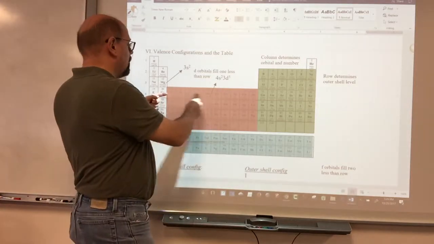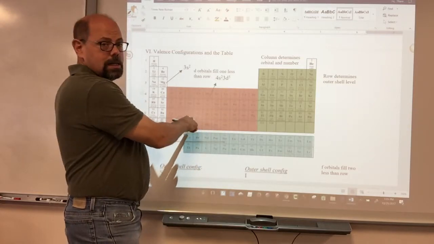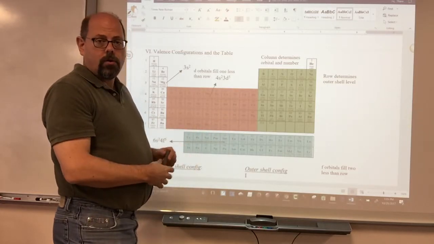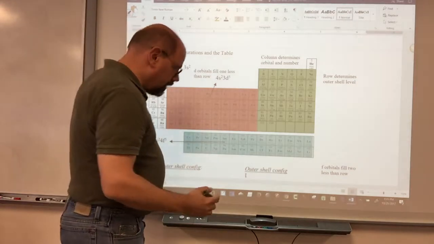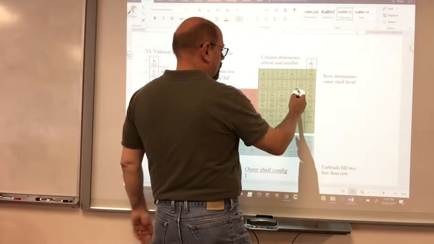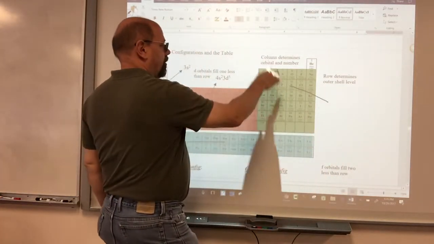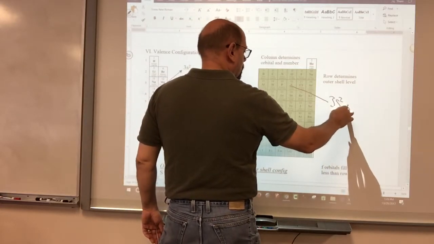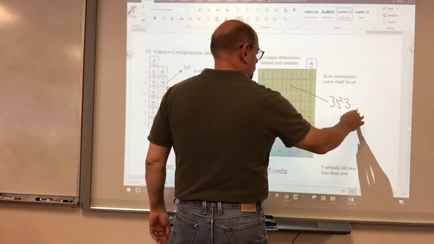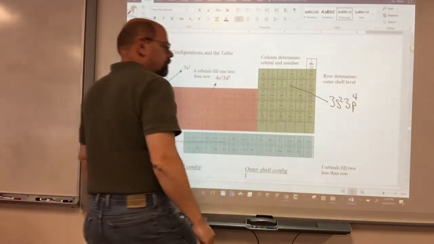Now, notice also that you're back one anytime you're in a D row. So if you're in the 6th row and the D's, you're in the 5th row of D's. 6s2, 5d. The other one you might see is, what if I came over here to sulfur? Let's use sulfur. Okay, that's the third row down. So you're in a 3s2, 3p. The fourth element in, so 3p4.